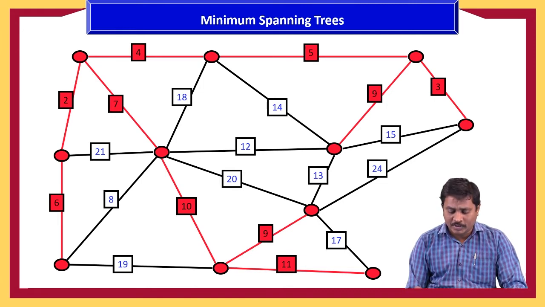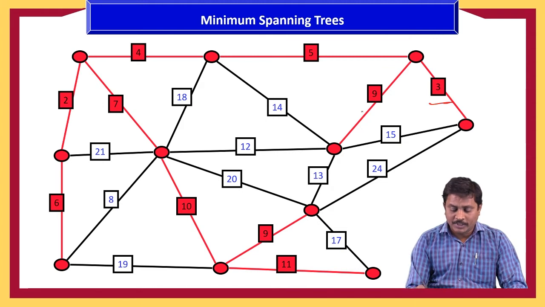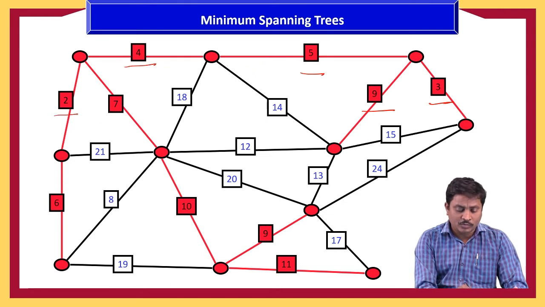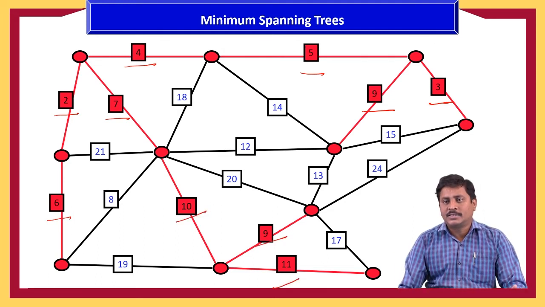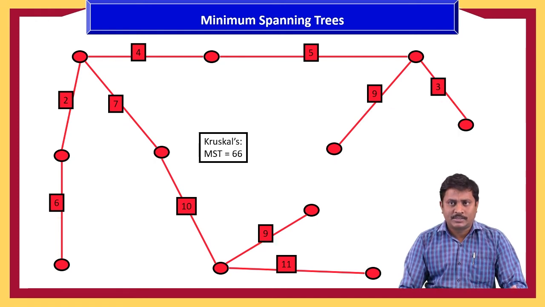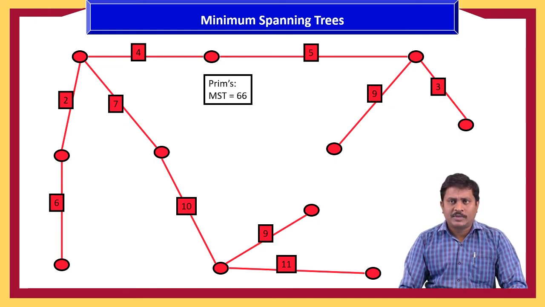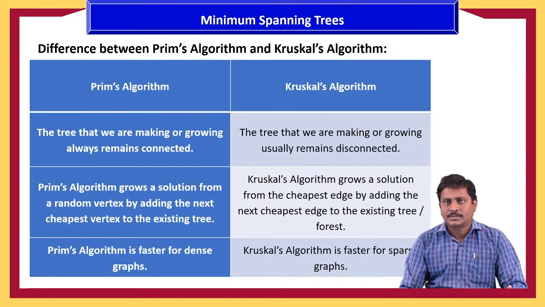The minimum cost of the spanning tree is 3 plus 9, 12, plus 5, 17, plus 4, 21, plus 2, 23, plus 7, 30, plus 6, 36, plus 10, 46, plus 9, 55, plus 11, 66. The minimum cost of the spanning tree is 66. So in Prim's algorithm also, we get that minimum cost value is 66.